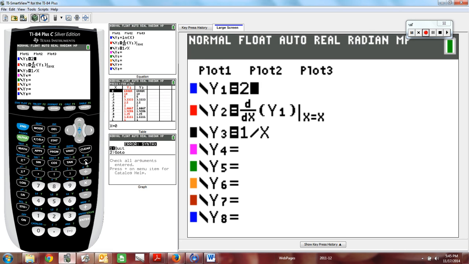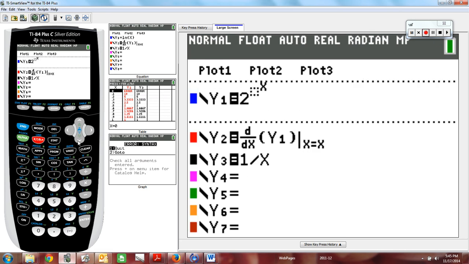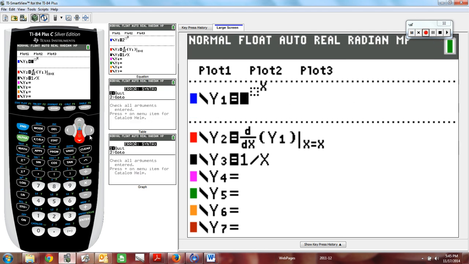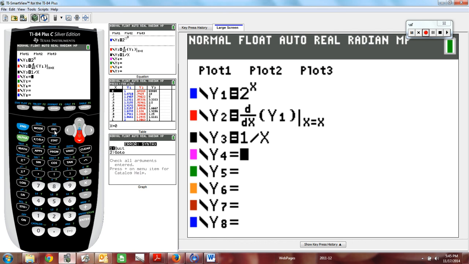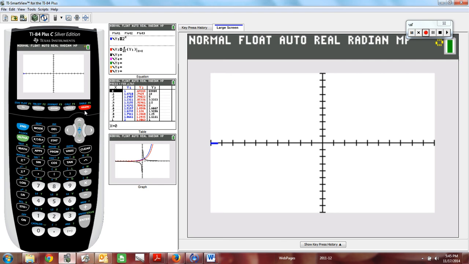2 raised to the x. All right, and I hate it in this new calculator because I never figure out what's where. So let's delete 2 to the x. And then my derivative, just to kind of see what I have. So I'm going to clear that out because we don't need that. So let's just take a look at the graph.